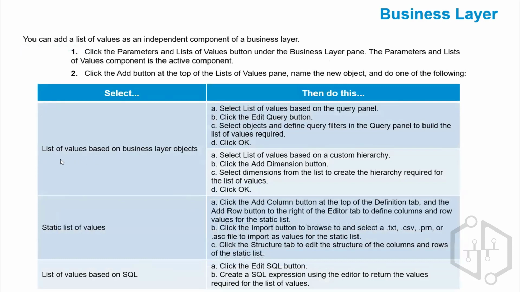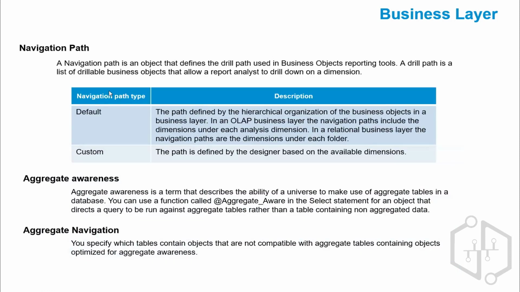The types of list of values are, for example, based on business layer objects. A static list of values is where we attach a notepad or some file with a static list of values. So whenever the user refreshes the report, only those values will come. A list of values based on SQL can also be given, so that it will be dynamic. If you write a formula like current year minus 10, then whenever the year keeps changing, the list of values will keep changing, covering the 10 years up to the current year. So that kind of possibility is there.